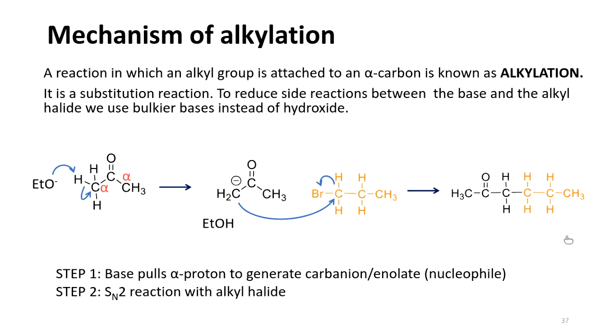So in order to reduce the side reactions between the base and the alkyl halide, because if you have a base with an alkyl halide, the base can also be a nucleophile. And so what we normally do is use bulkier bases instead of hydroxide. So we use ethoxide, tertiary methoxide, and so on. And that will generate our carbanion. This now becomes our nucleophile, and it performs a substitution reaction and extends the carbon chain on alkylation.